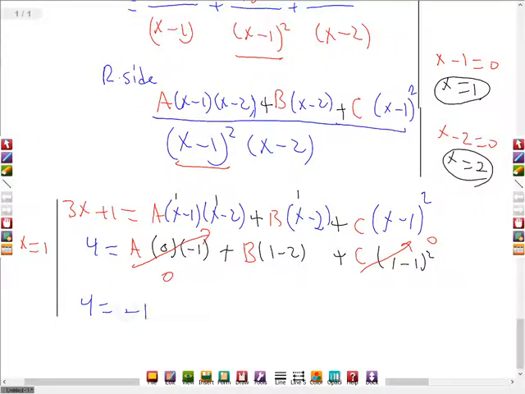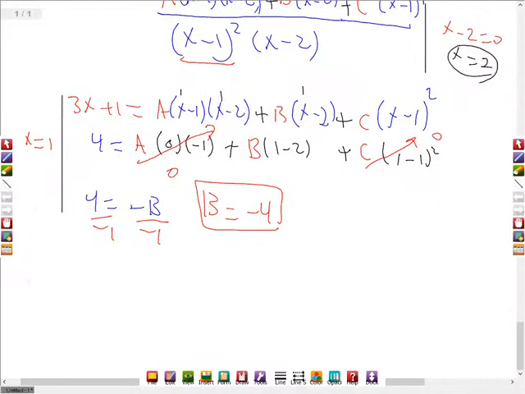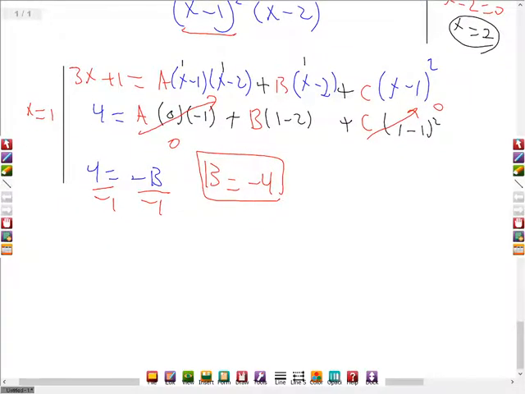this negative B. Divide by negative 1. B equals negative 4. Leave this on the side. Okay. Let us take x equal 2.